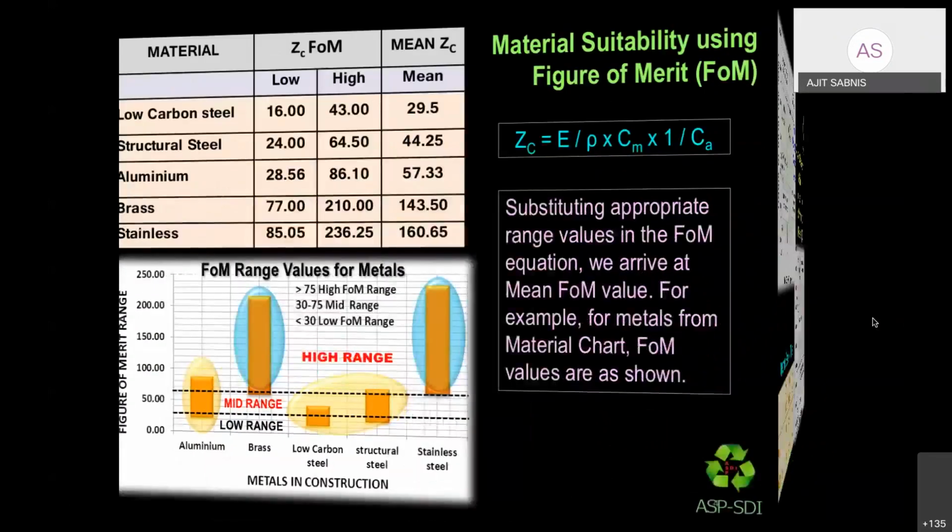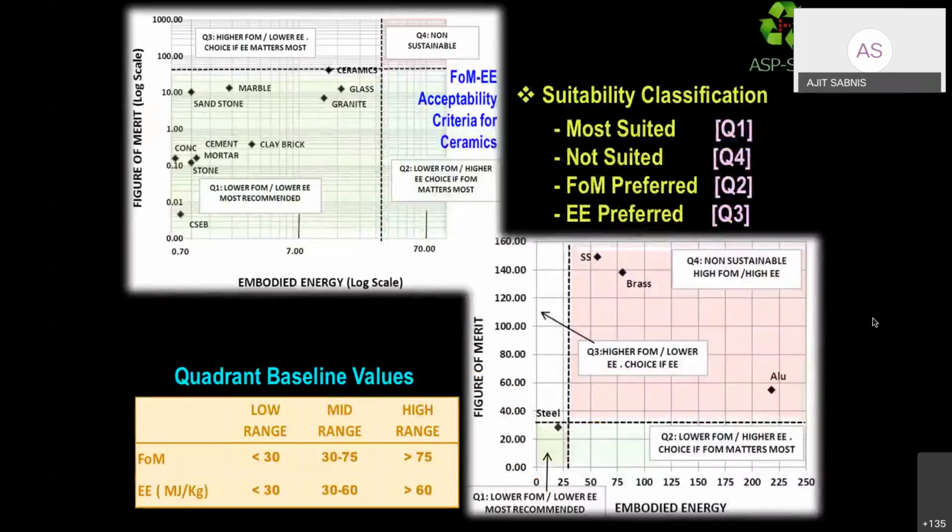And then you remember we also discussed these charts, how the entire material classification can be done once we have the embodied energy, embodied carbon and the figure of merit all put together, and how the whole building and the materials can be assessed. So we took a few materials from the material chart under the metal category and then under the ceramic category. And this is what you're seeing now.